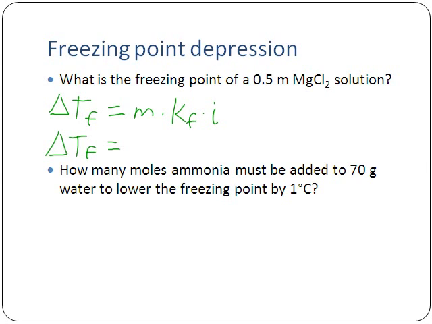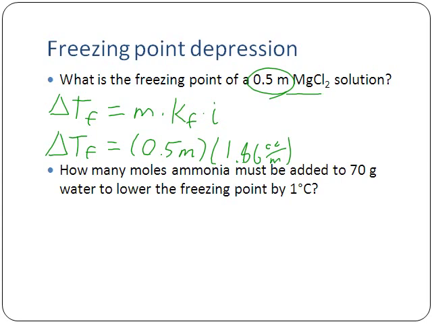Equals the molality. The molality of the solution tells us right here it's 0.5. So we have a 0.5 molal solution. Kf, it doesn't say what the solvent is here, but for the most part, unless I tell you otherwise, you can assume the solvent's going to be water. And remember, for water, Kf is 1.86. So 1.86 degrees Celsius per molal times the Van 't Hoff factor, i.